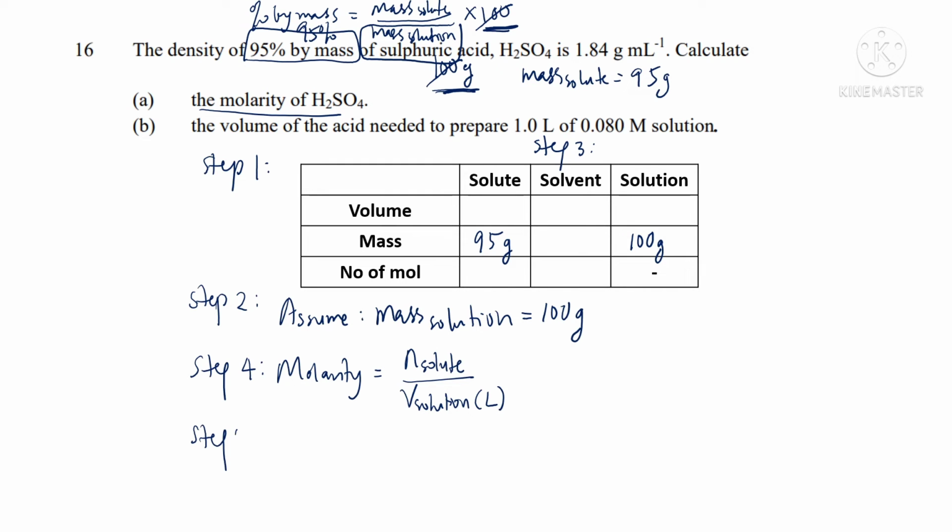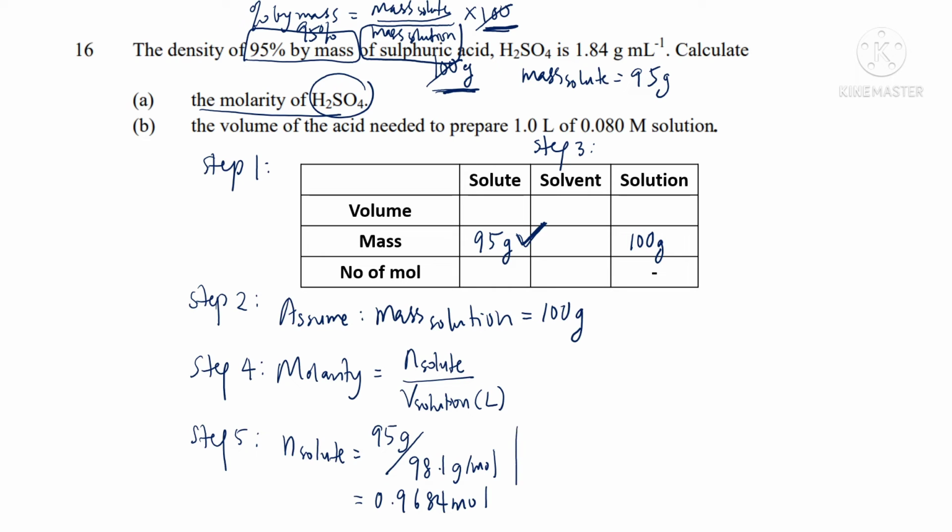Step number 5, we do some conversion to find moles of solute. So to find moles of solute, we use mass of solute, 95 gram, divided by the molar mass of solute, sulfuric acid. So that is 98.1 gram per mole to give us moles of solute as 0.9684 mole.